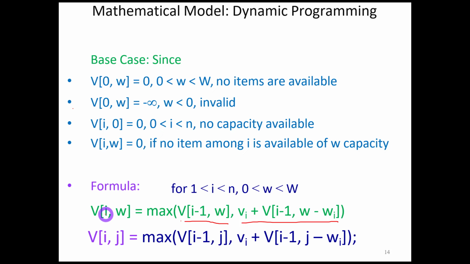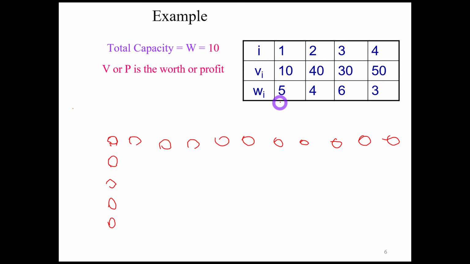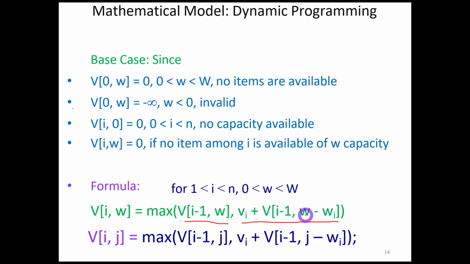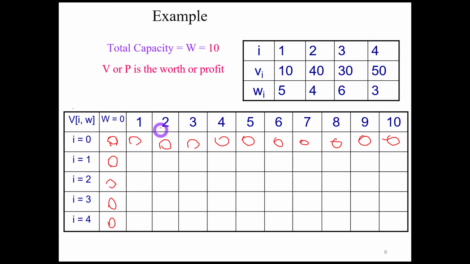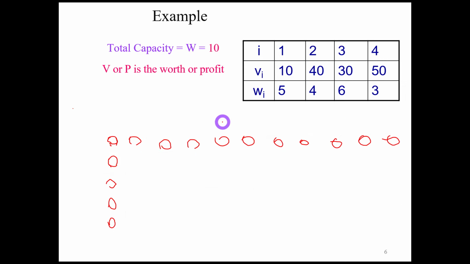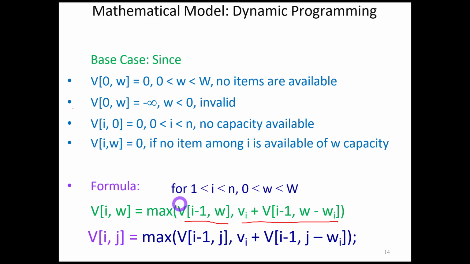So basically I is the item number, W is the allowed capacity, not the total capacity, the allowed capacity, and WI is the weight of each individual item. So for example, WI for item number 1 is 5, for item number 2 is 4, that's it. And W is basically the allowed capacity, this one. For this column it will be 2, for this column it will be 4, and so on, right? So I'm sure you have understood the formula well. Now let's start solving it.